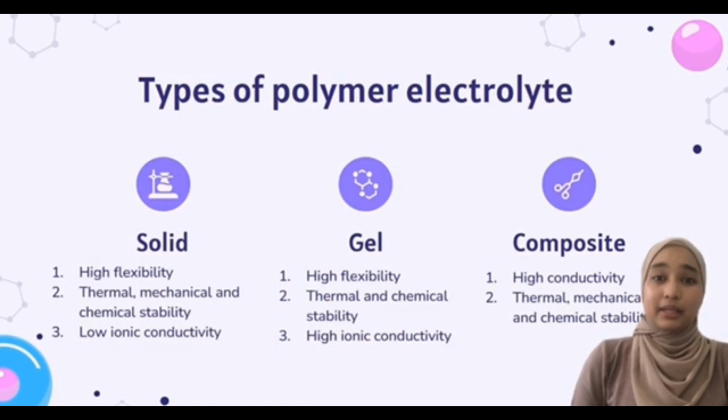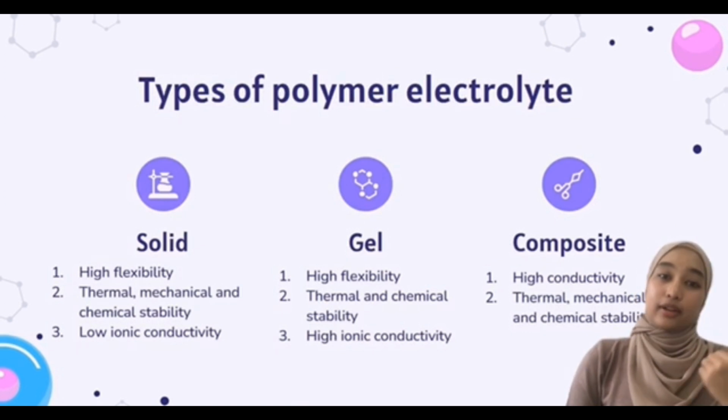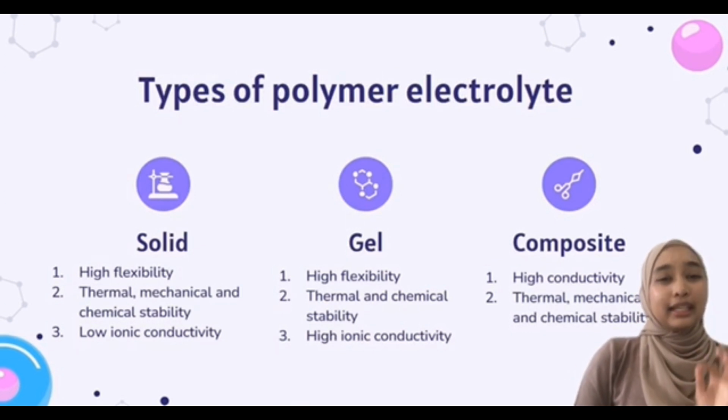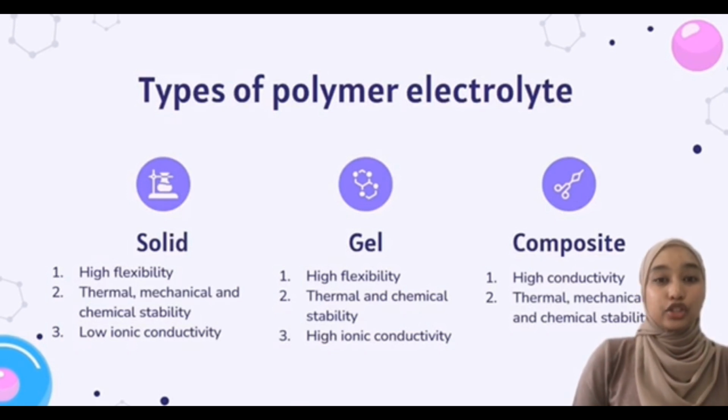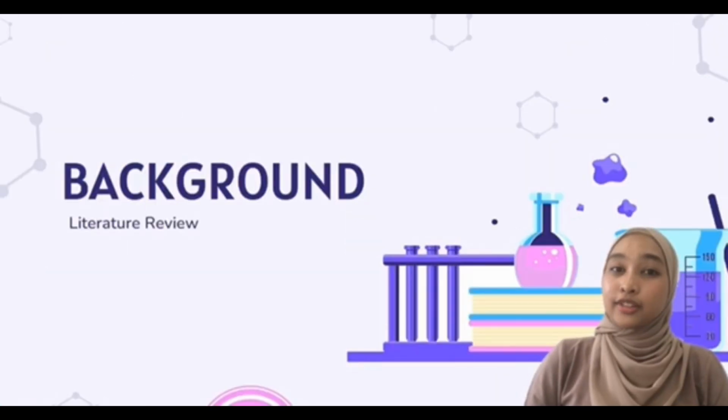Polymer electrolyte can be divided into three types, which are solid, gel, and composite. Each and every type of polymer has its own advantages. As we can see in this slide, gel and composite polymer have high ionic conductivity, while gel polymer electrolyte has high flexibility apart from its low ionic conductivity. Next, we moved on to background.